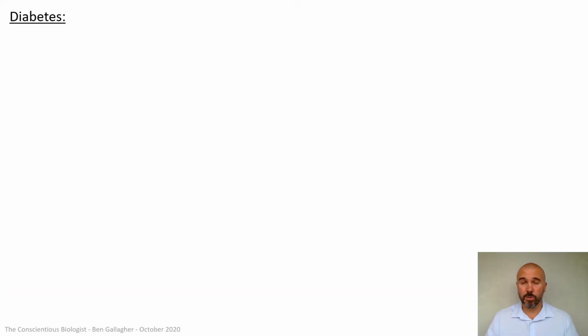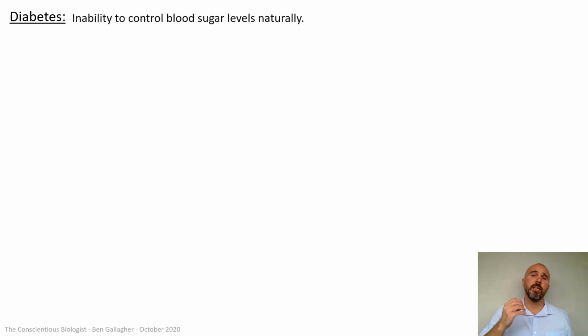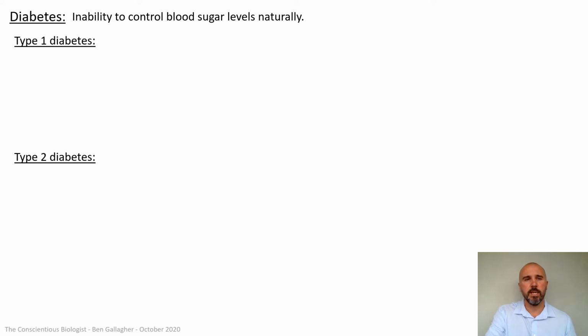Okay, last thing in this one that I've just tagged onto the end here is to talk about diabetes. Now, diabetes is a condition whereby the sufferers have an inability to control blood sugar levels naturally. In other words, that last slide, that negative feedback loop, they can't do that properly. But there's two forms of diabetes. There's type 1 diabetes and there's type 2 diabetes.